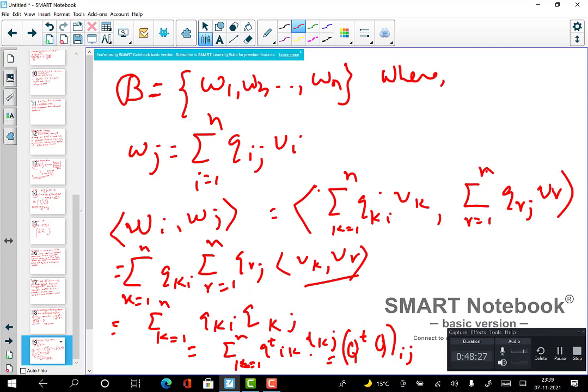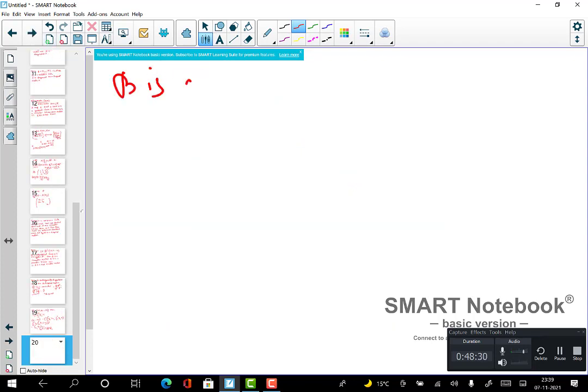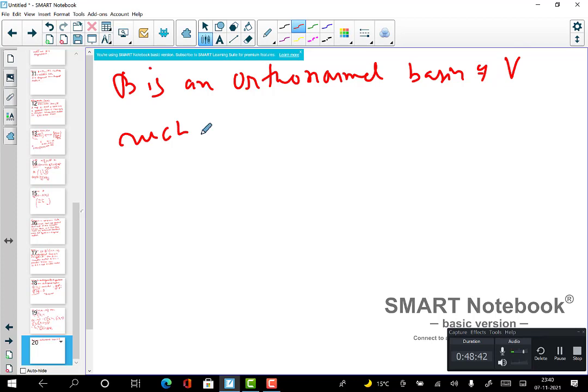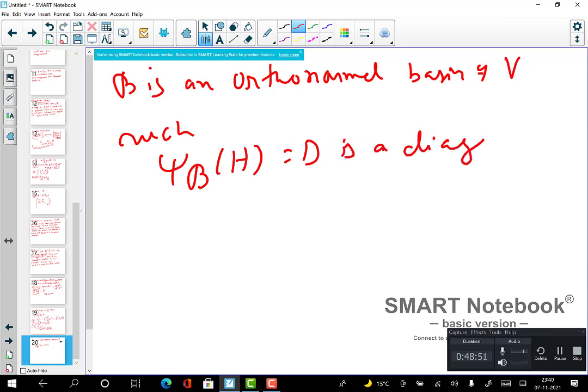So this beta is an orthonormal basis of P, such that psi of beta is a diagonal matrix. Okay, so that is the proof. That is the proof. So you can find such a diagonal matrix, and that is the theorem we proved.